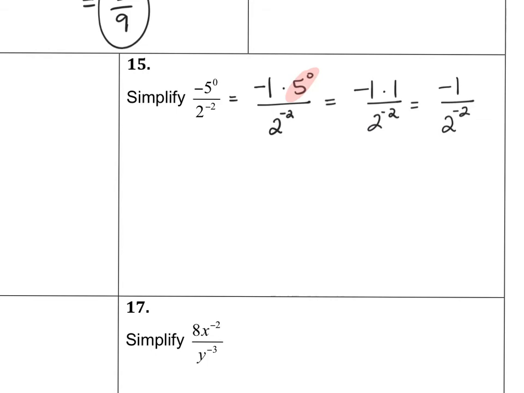Negative 1 times 1 is negative 1 over 2 to the negative second. This is a negative exponent. In order to make it positive, I'm going to have to move the entire thing to the top and change the sign. I don't need to do anything to that negative 1 because it doesn't have a negative exponent. So negative 1 is just there by itself. And now 2 to the positive second comes along also. Remember, 2 to the positive second is the same as 2 times 2, which is 4. So now I have negative 1 times 4, which is negative 4.